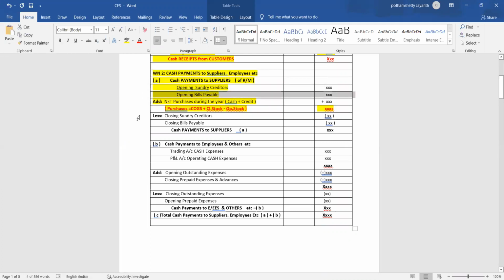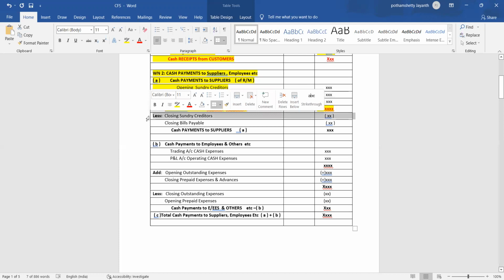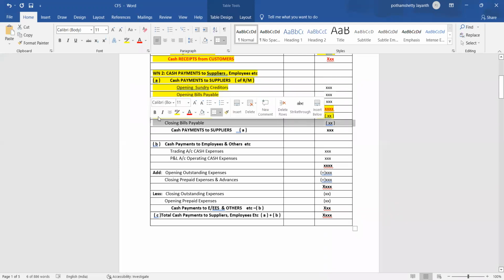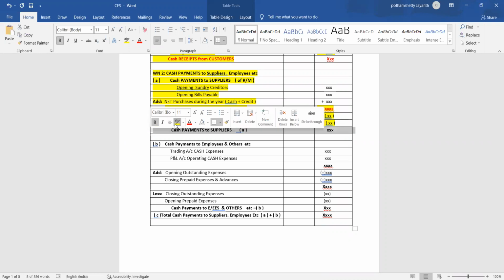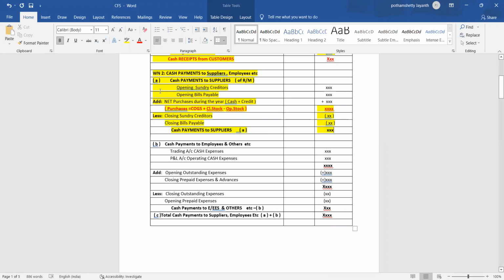So first, opening creditors and opening bills payable. To that add purchases, both cash and credit. Then from that you deduct closing creditors and closing bills payable. What we need to do? Closing creditors and closing bills payable. If you deduct, you will get cash payment to suppliers. This is total of A.